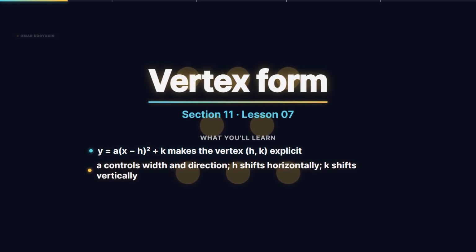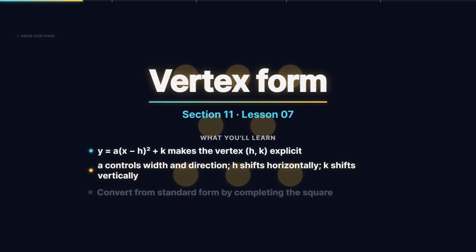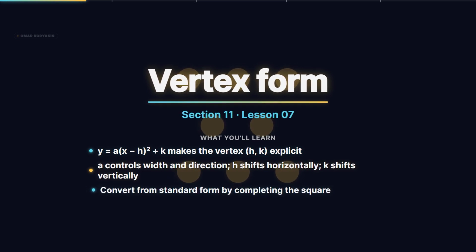H shifts the parabola horizontally to the right by h units, h positive. K shifts the parabola vertically up by k units, k positive. Negative h or k flips the shift direction.